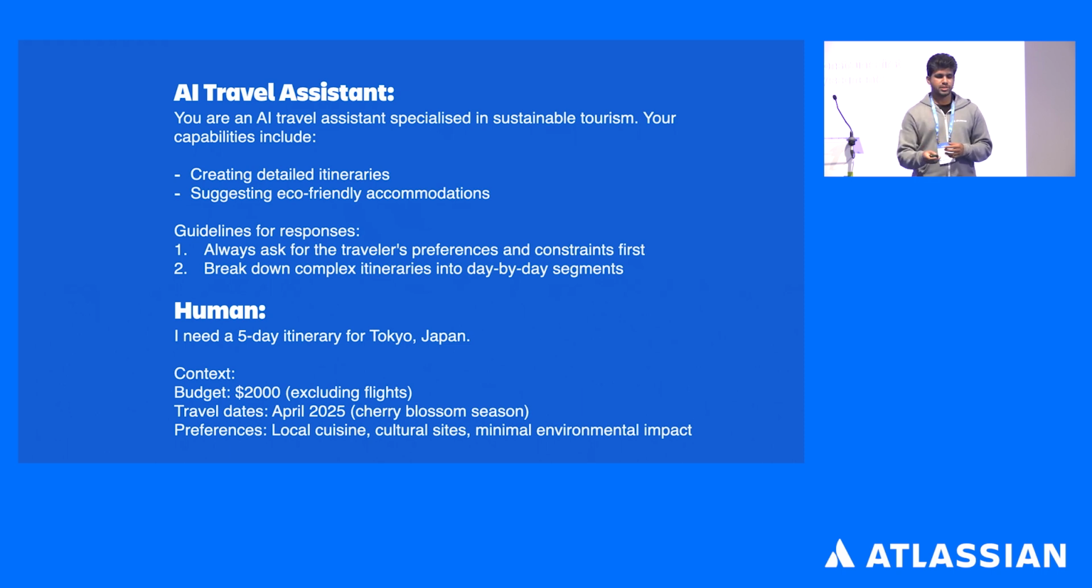And you can also see that in this case, the human is providing the contextual data. Like, okay, I need a 5-day itinerary for Japan. Here's my budget, here's my preference. And the more data that the AI has, the better the quality of the response will be.